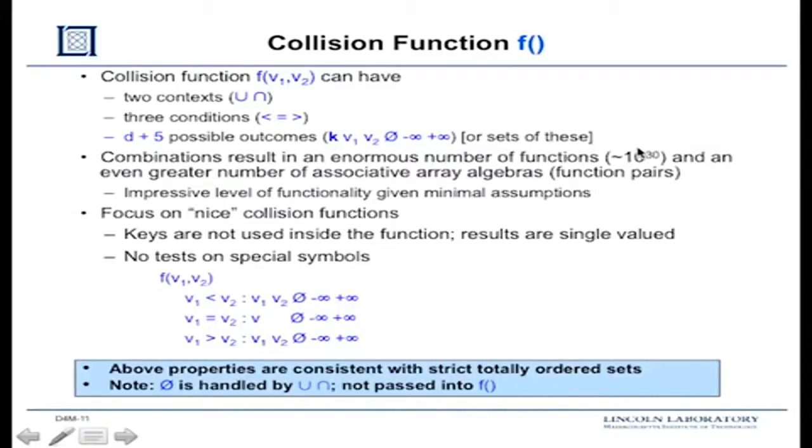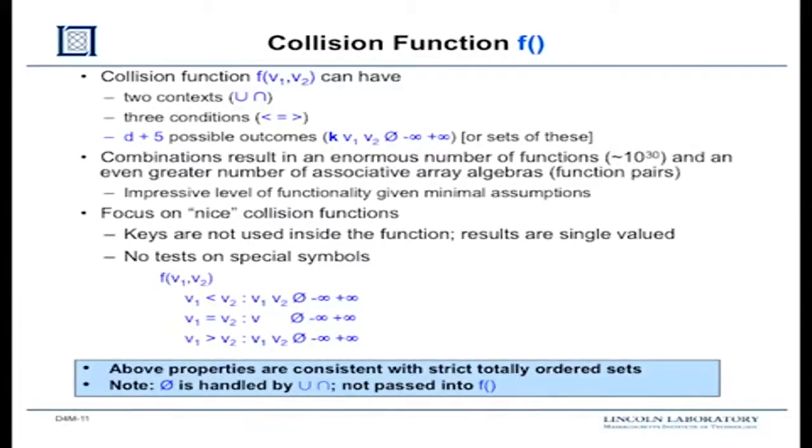I did a back of envelope calculation, and said it was 10 to the 30th. It might be even more than that, and in fact, it might be formally infinite for all I know. But that was an easy calculation. There's a lot of possible algebras. And this is a fairly impressive level of functionality given the relatively small number of assumptions that we have here.